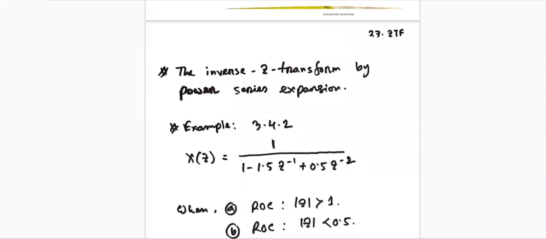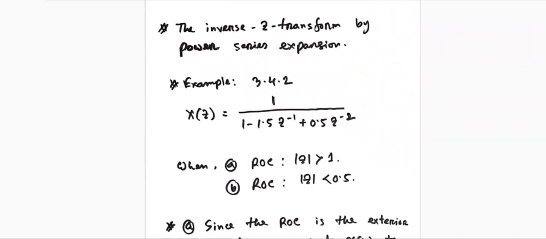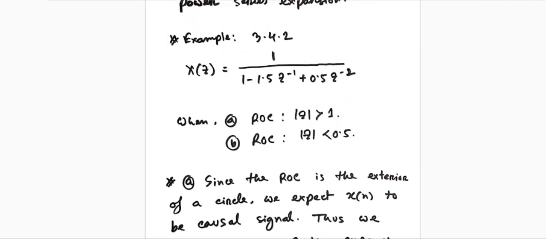So the inverse Z transform by power series expansion, very simple. We have the example 3.4.2. I have just gone through this example 3.4.2. This is from the book. Let's say X(z) is given here. So we are now at the z plane, or in the z domain, and it is given like this. Of course, from this equation, you can also find the pole and zero location, and you can draw the ROC.